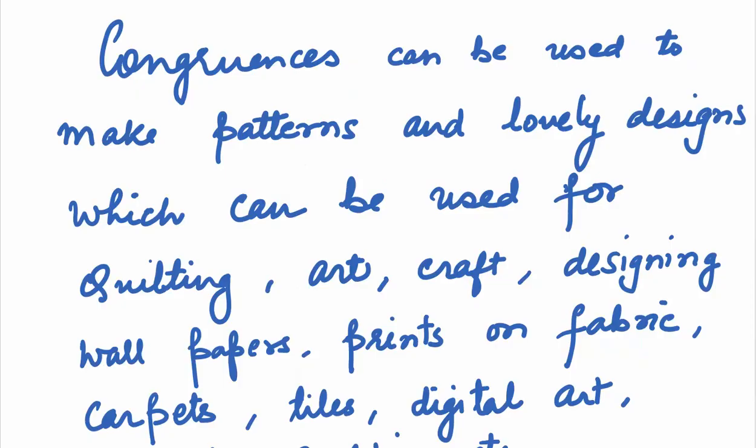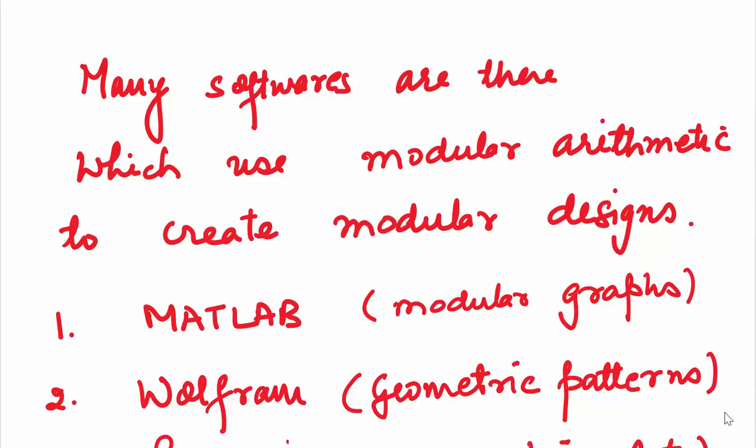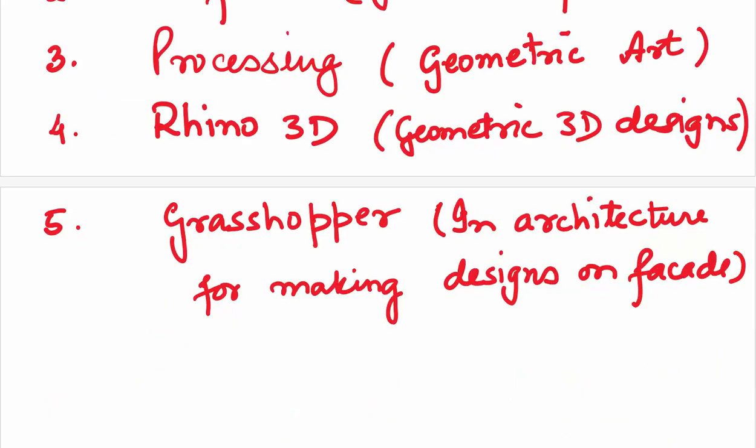So congruences can be used to make patterns and lovely designs, whether it is a star or a flower, which can be used for quilting or craft, designing wallpapers, prints on fabric, carpets, tiles, digital art, and in computer graphics. There are many software tools which use modular arithmetic to create modular designs. Like MATLAB does modular graphs, Wolfram does geometric patterns, we use Processing for geometric art, Rhino 3D is used for geometric 3D designs, Grasshopper is used in architecture for making designs on facades. There are so many of them.